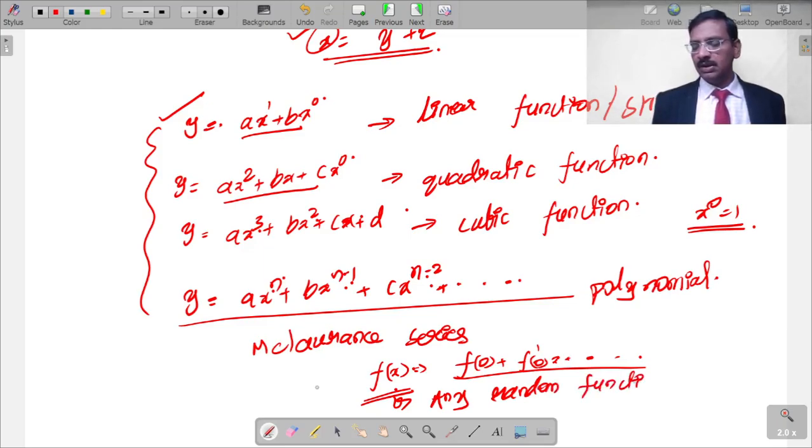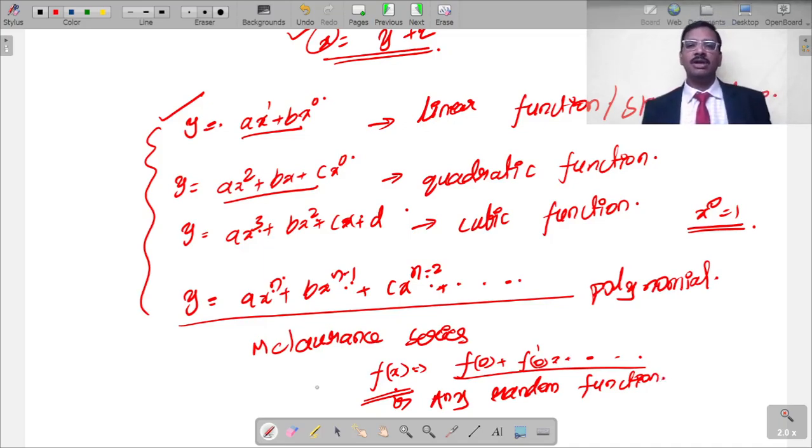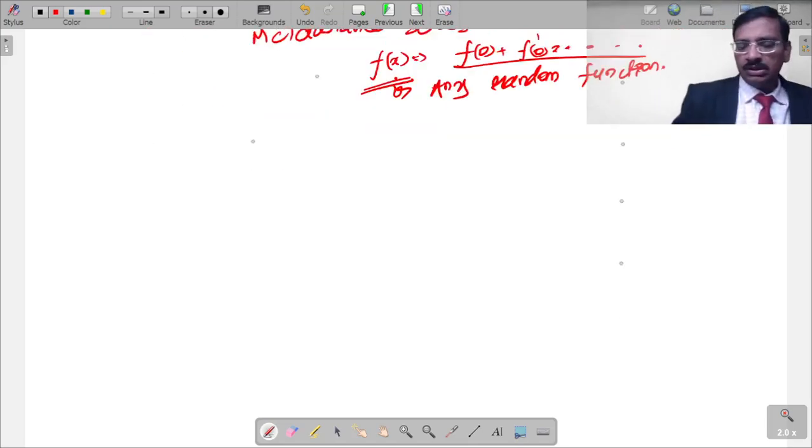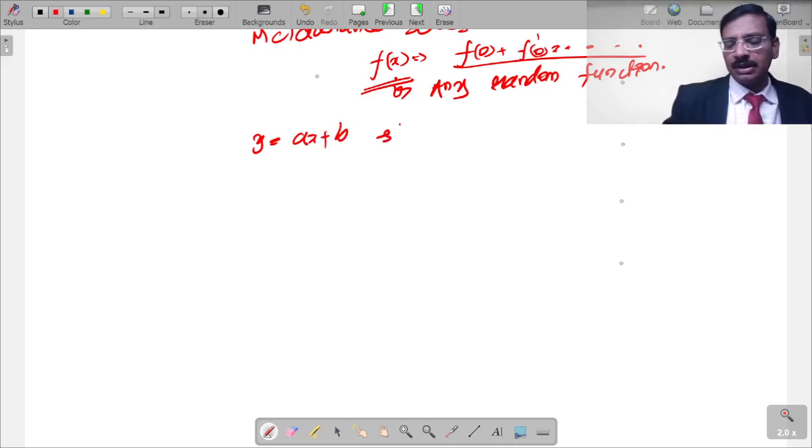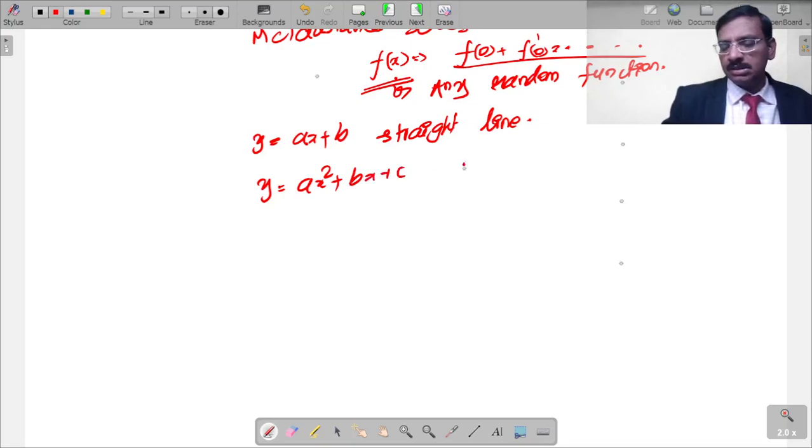So that is the reason we will be learning the polynomial functions now, right? In that, I think you have already learned the straight lines. So usually y is equal to ax plus b format. This is called a straight line. And y is equal to ax square plus bx plus c is a quadratic function.